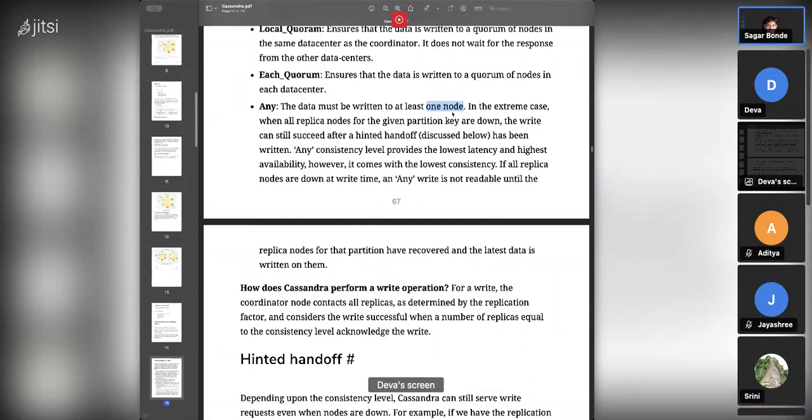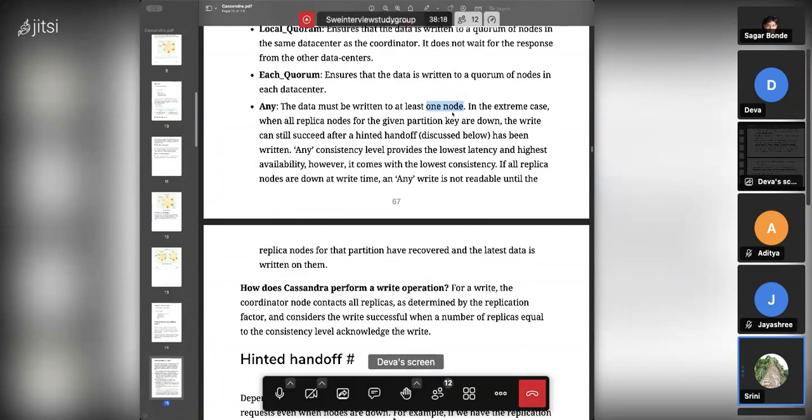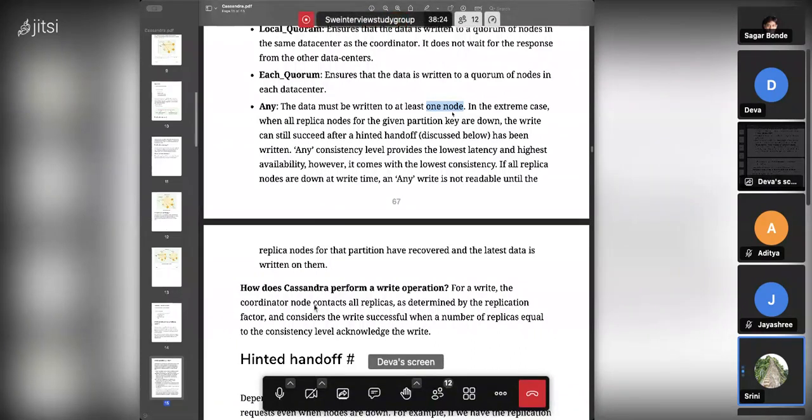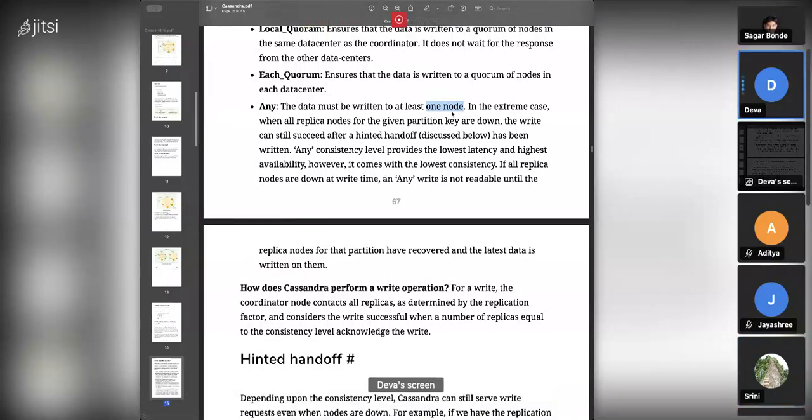But as mentioned, on top of that, you should have at least one replica online. If you have zero replicas online, then the coordinator won't accept it, right? It will just reject it. No, that's not it. Look at the last paragraph: if all replica nodes are down at write time, any write is not readable until the replica nodes for that partition have recovered. That means the coordinator has this information. It is not rejecting that write. Yes, that's my understanding too.